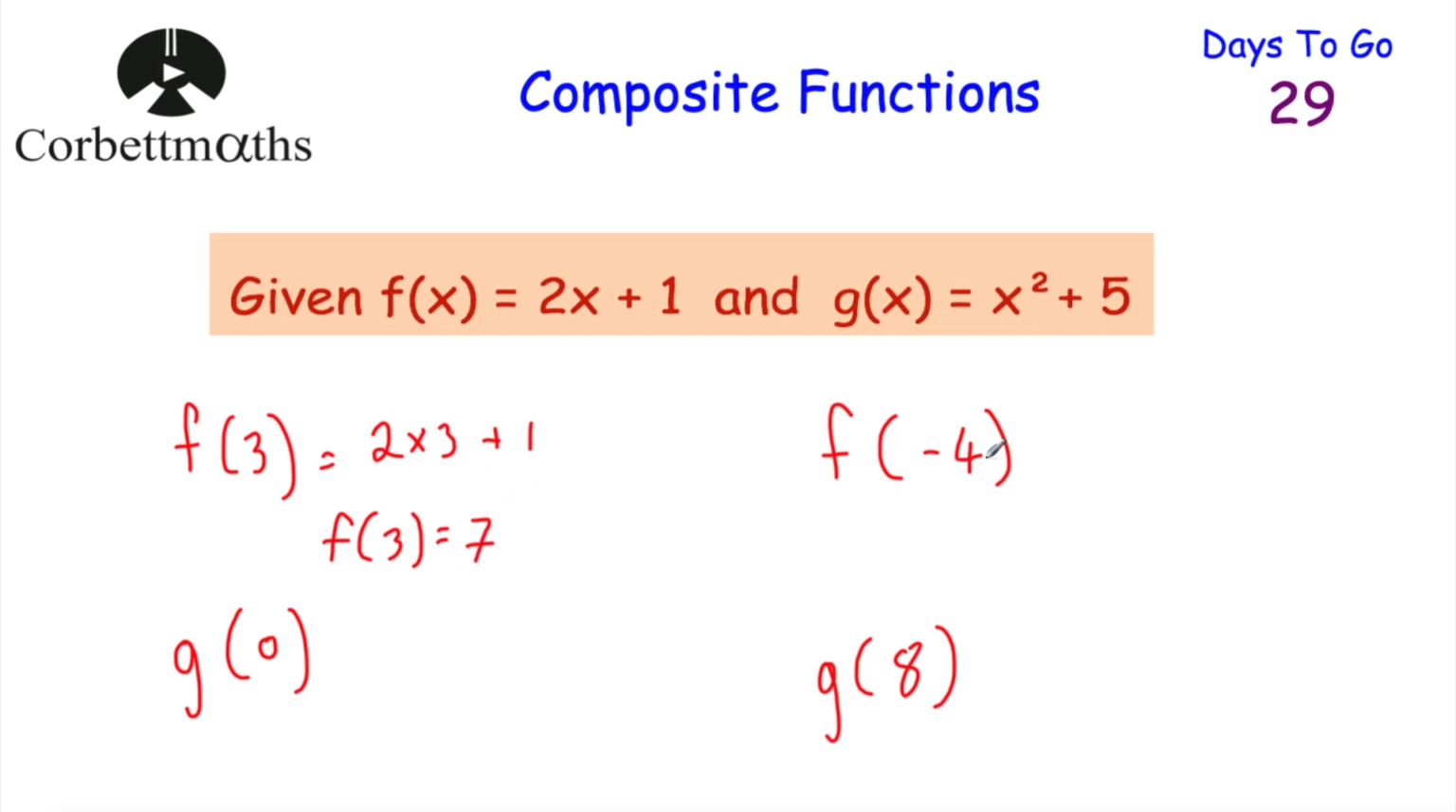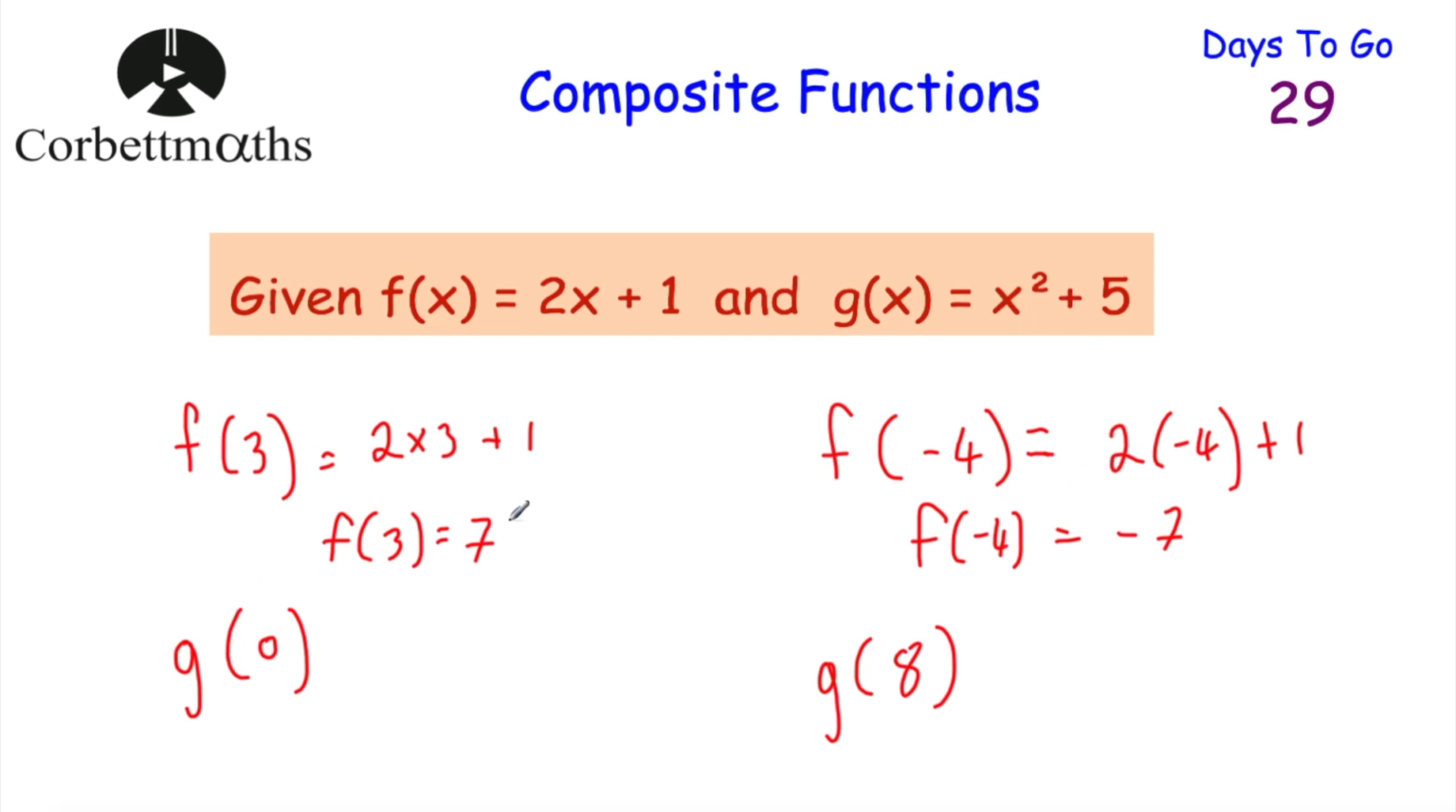Okay, next, f of minus 4. That means x is equal to minus 4. So we're going to do 2 times minus 4, and then plus 1. 2 times minus 4 is minus 8. Plus 1 means go back up 1, so that'll be minus 7. So f of minus 4 is equal to minus 7. And if you got that, well done.